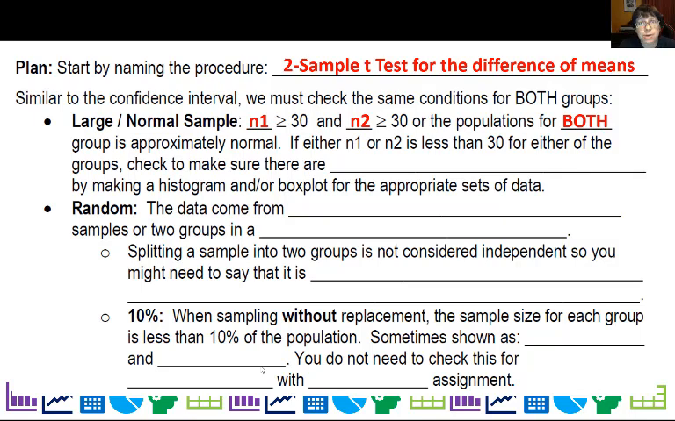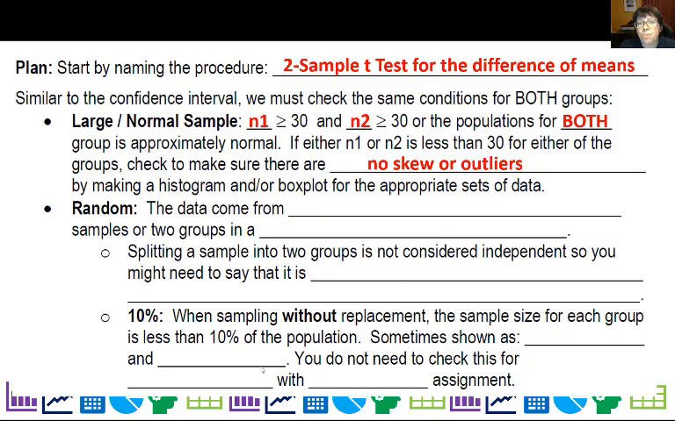If you don't know either one of those things, if you don't have a large sample and you don't know if the populations are normal for both, then what we need to do is check for no skew or outliers by making a histogram or box plot for the appropriate sets of data. So if you know one of them is normally distributed, you only have to check it for the other. But in almost every example I've done, you've had to do it for both.